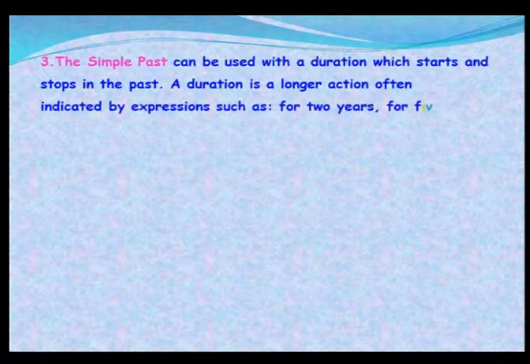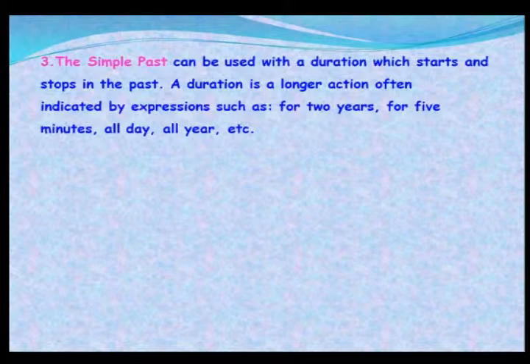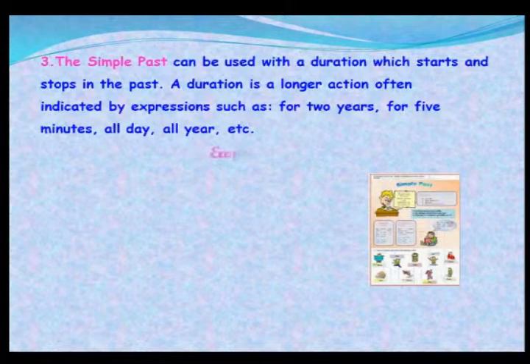Number 3, the simple past can be used with a duration which starts and stops in the past. A duration is a longer action often indicated by expressions such as for 2 years, for 5 minutes, all day, all year, etc.